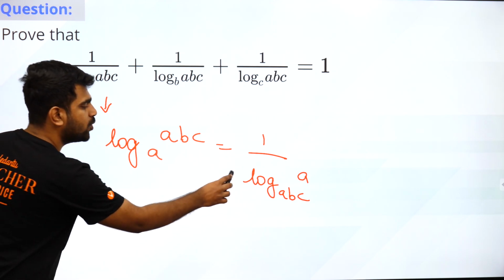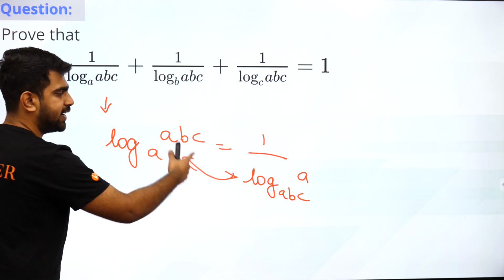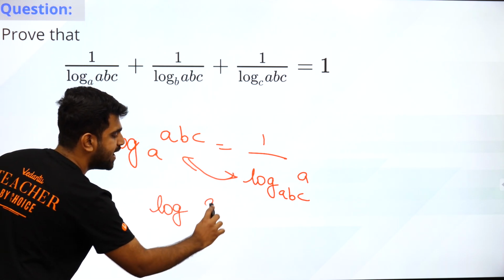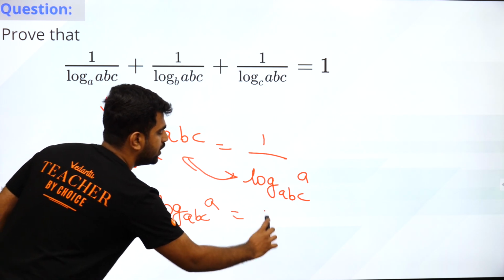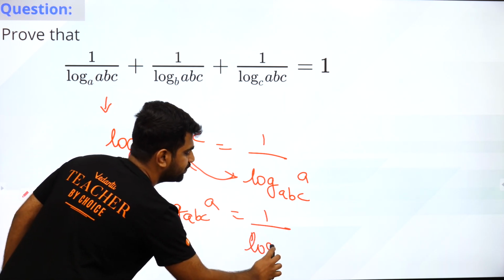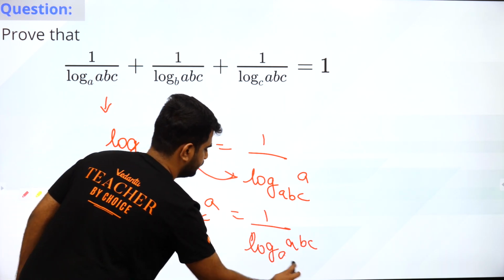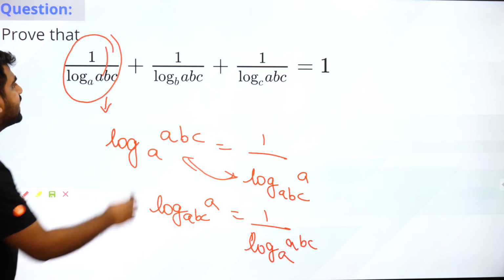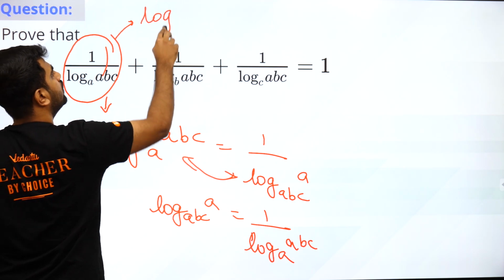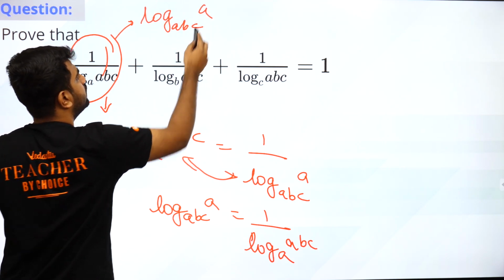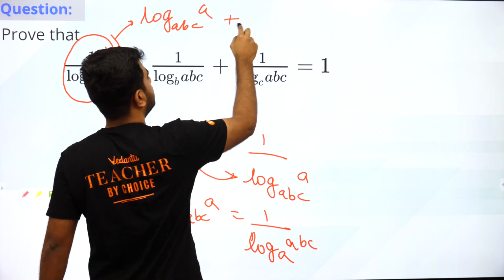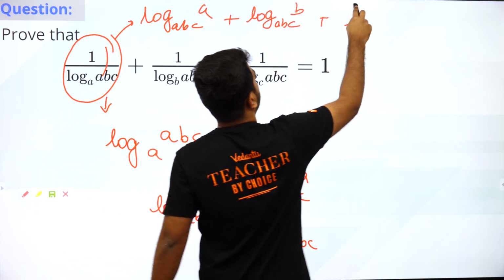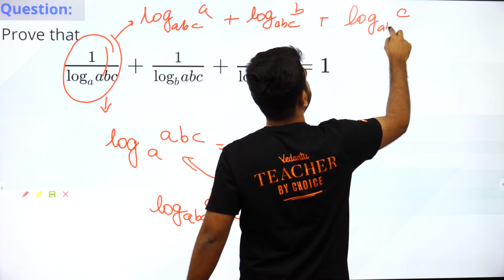So what can I do? I can cross multiply. I can take this over here and this over there. So what will happen? I will get log A to the base ABC is equal to 1 by log ABC base A. Okay. So I have 1 by log ABC base A, that can be reduced as log A base ABC. Similarly, I can say this will be plus log B base ABC plus log C base ABC.